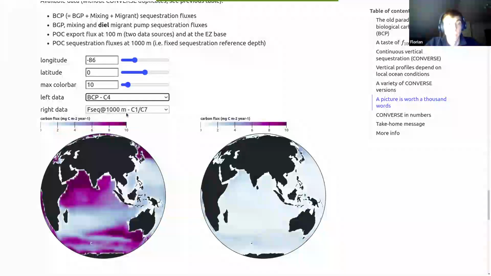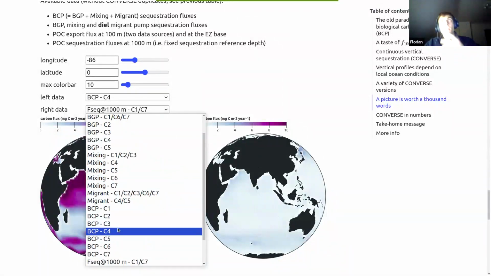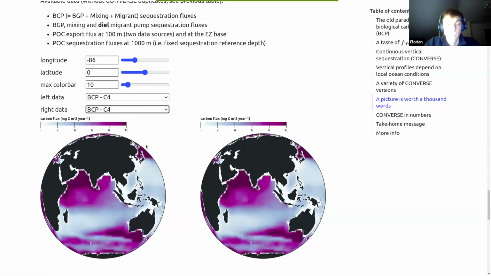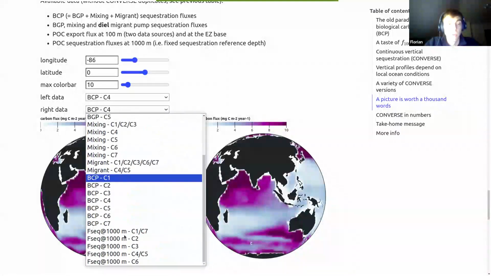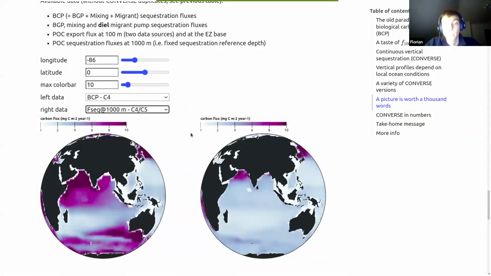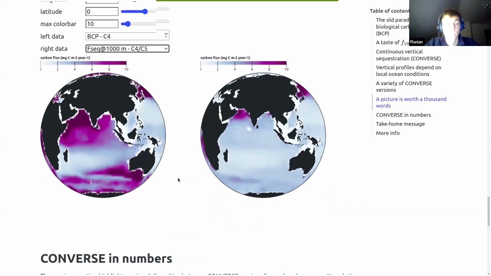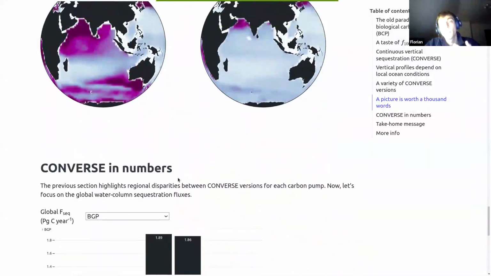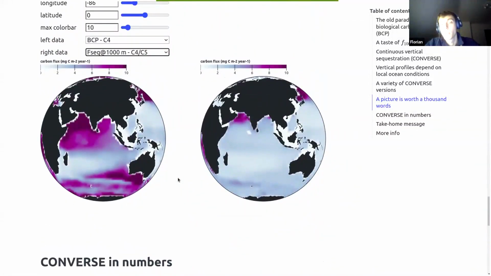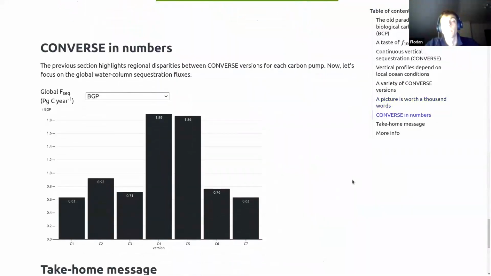So if I'm taking the C4 version, which is the version which has the highest BCP sequestration flux, if you compare it with what you would get at 1,000 meters, you already see that clearly in some regions, due to the fact that you do not consider a continuous sequestration pattern, you would miss a lot of the sequestration. So we've seen the vertical profiles, we've seen the global maps, and now I'm going just to show you some numbers.